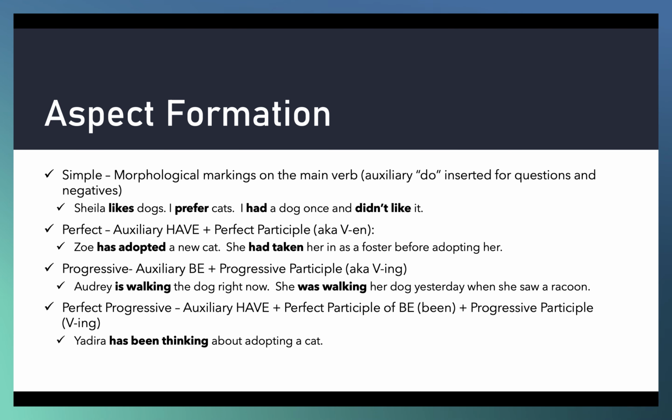Then, to form the progressive aspect, we need the auxiliary be, which we already have in the form been, and the progressive participle of the main verb, which has the suffix ing. So, here is a sentence for you. Yadira has been thinking about adopting a cat. This is an example of a sentence in perfect progressive.